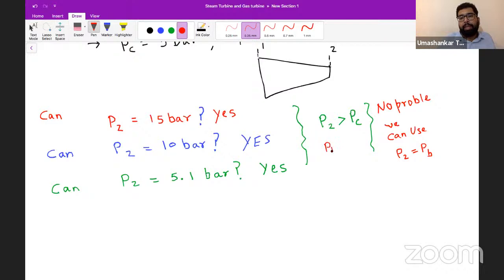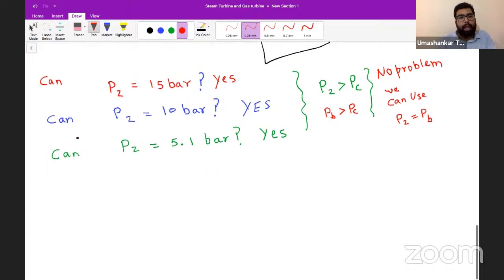So if PB is greater than PC, we have no problem. And we can use exit pressure as equal to the back pressure.